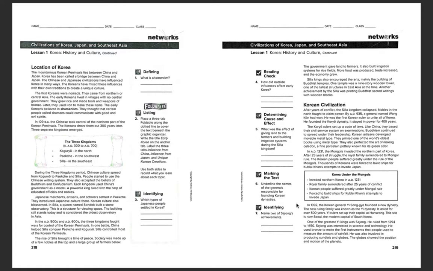One of the greatest Yi rulers was Sejong. He ruled from 1394 to 1450. Sejong was interested in science and technology. He used bronze to make the first instruments that people used to measure the amount of rainfall. He was also involved in producing sundials and globes. The globes showed the position and the motion of planets. All right, let's look at the next page.